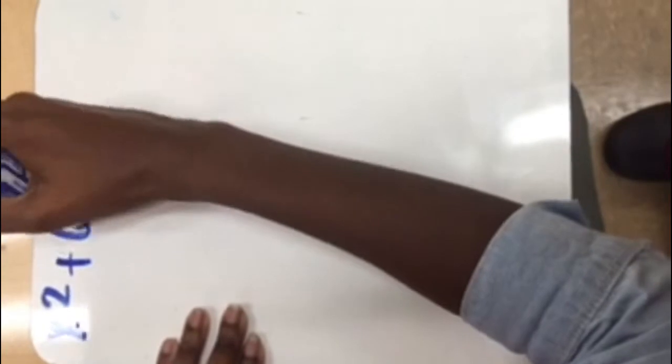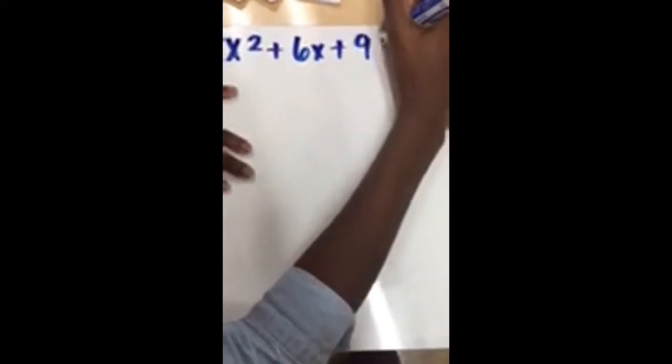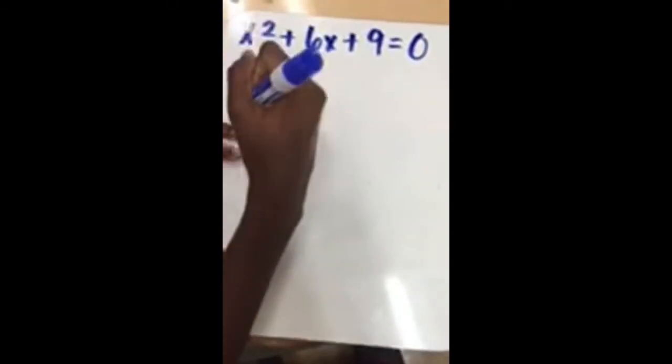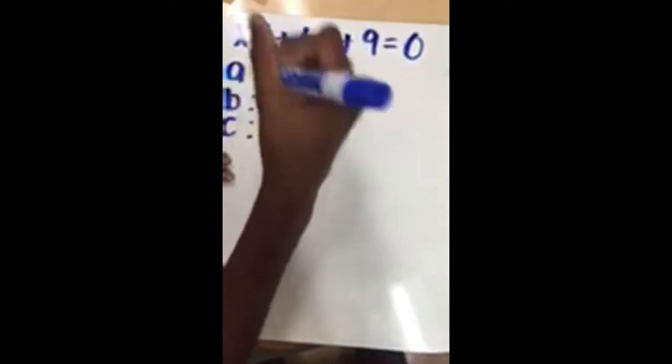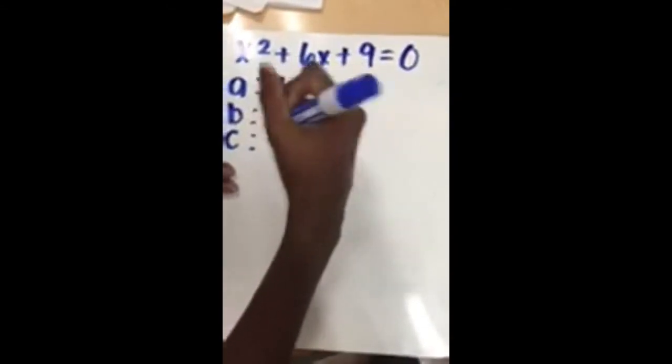Now we're using the discriminant to find one real solution. We first want to start off with an easy problem, which will be x squared plus 6x plus 9 equals 0. We have to find our a, b, and c, which is: a, the coefficient of x squared, is 1. B will be 6, and C will be 9.